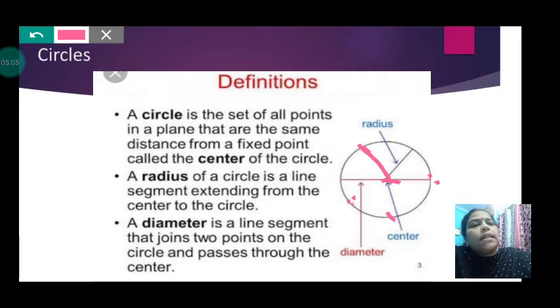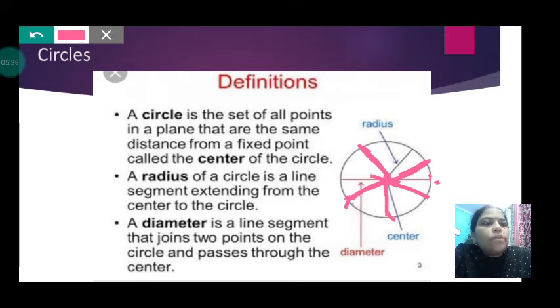In the circle, all the points on the circle have the same distance from the middle. The lines from the center to any point on the circle will have the same length or the same distance. The radius of a circle is a line segment extending from the center to the circle, and here we see this is the radius.